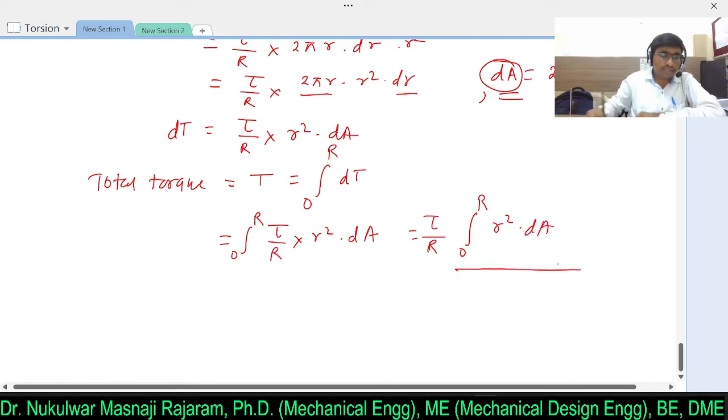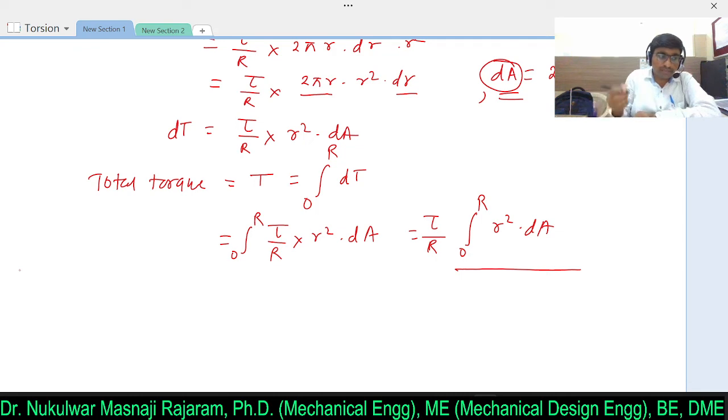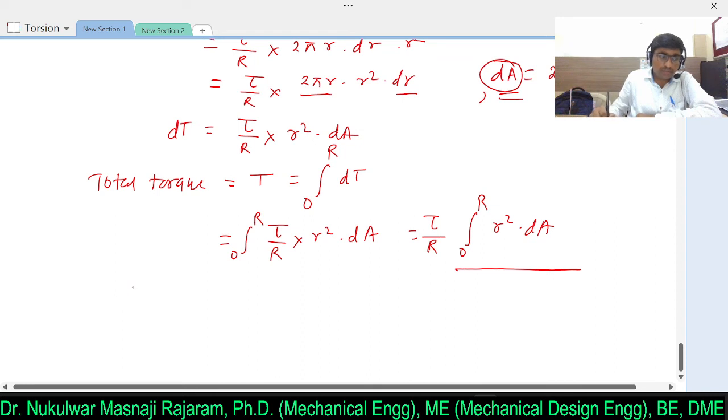This is nothing but the moment of inertia of a circular object about an axis perpendicular to the plane of the circle and passing through the center of the circle. Clear? So this is the moment of inertia. Second moment of area is nothing but moment of inertia, or we also call it the polar moment of inertia. It is in the perpendicular direction. So here I can write the polar moment of inertia J equal to pi by 32 d raised to 4.